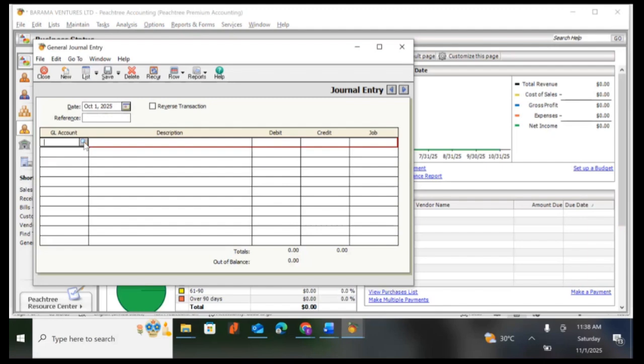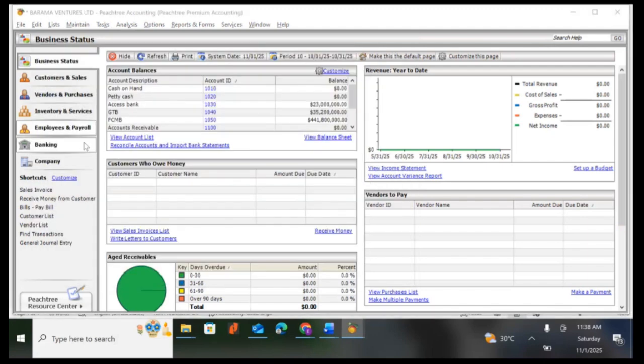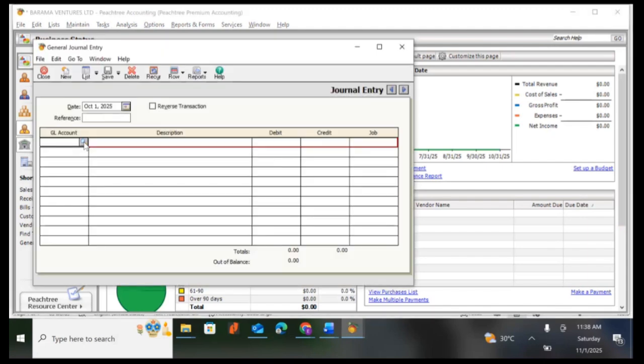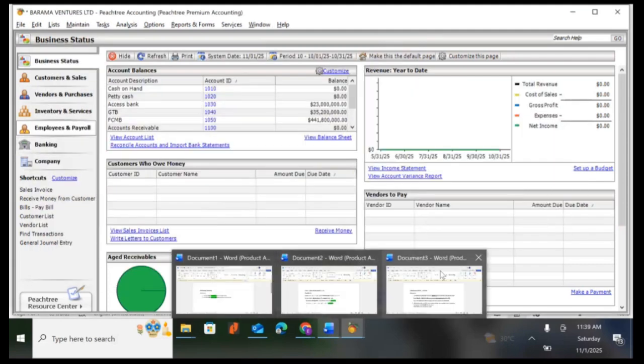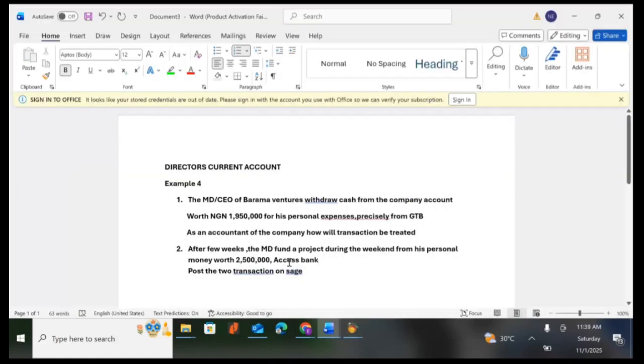So we debit our Access Bank account. Take for instance, if he had funded a project, the project would have been expensed directly. But actually, it was not stated exactly which project he funded. What was stated in the question, you can see here, is the bank that received the money. So we are going to debit this bank.